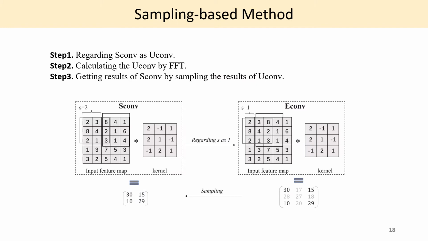For the sampling-based method, it consists of 3 steps. The first step is regarding strided convolution as unit stride convolution with the same parameters except the stride size. The second is calculating the unit stride convolution by FFT. The last step is getting results of strided convolution by sampling the results of the unit stride convolution. When the stride size is 2, the sampling-based method is shown in the following figure.